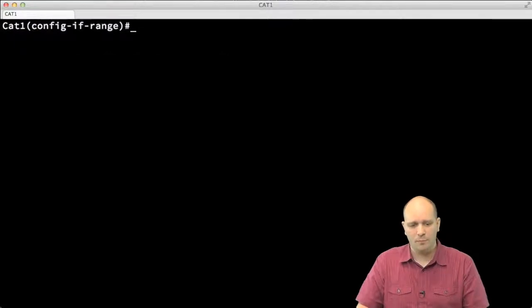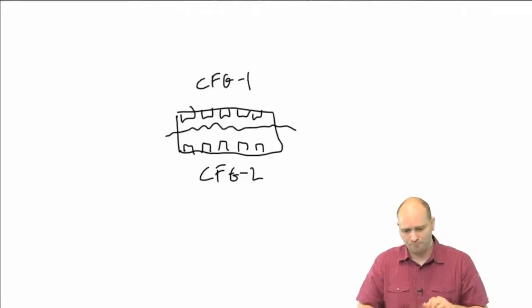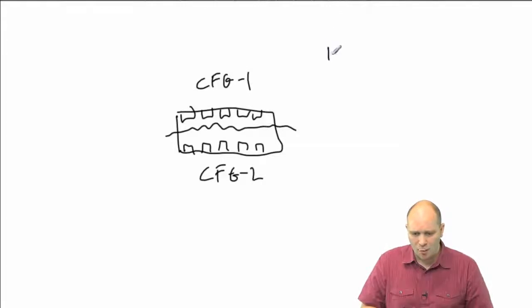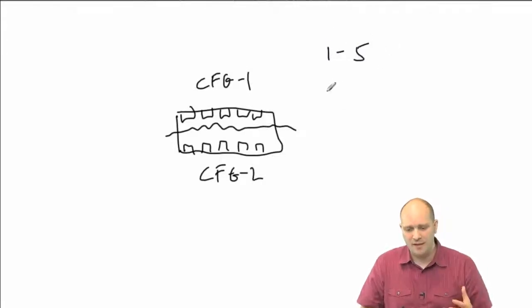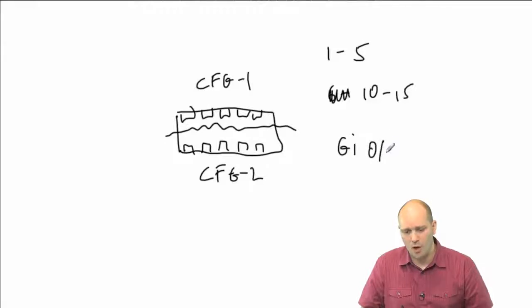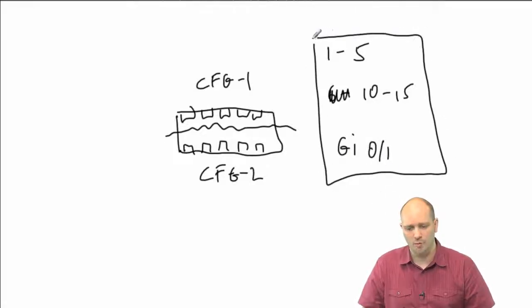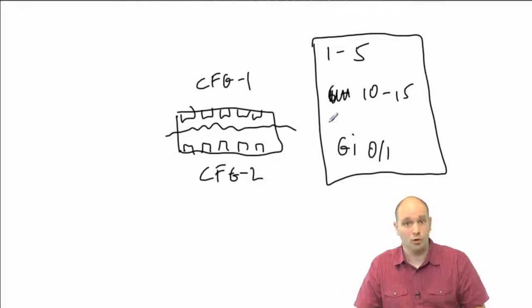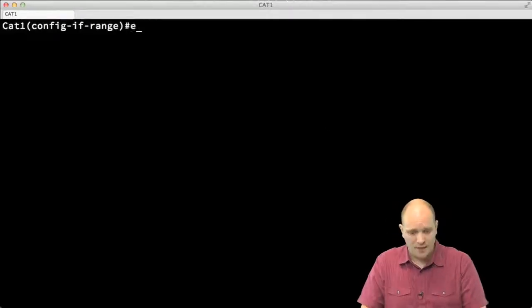But what if I wanted ports, let's say, from 1 to 5, and then from 10 to 15, and I wanted gigabit 0/1 to be in the range. Can I use a single command to reference these ports? As it turns out, yes, I can. This is going to look a little bit more complicated.